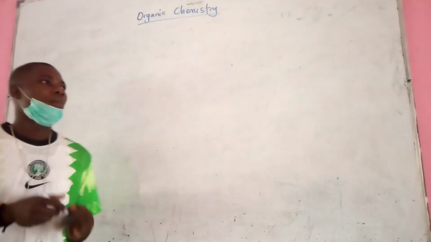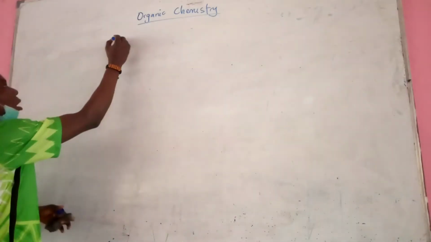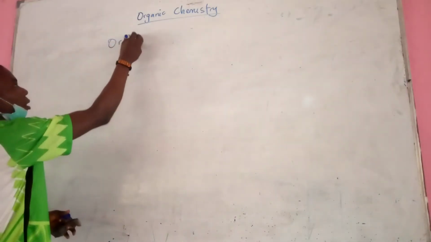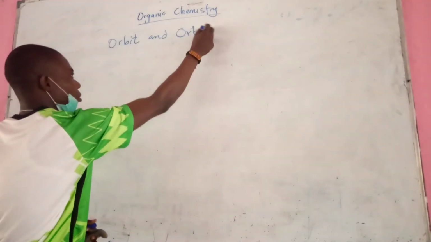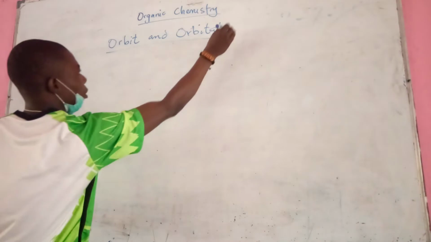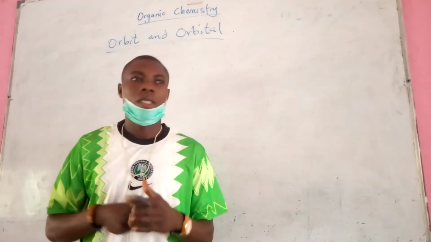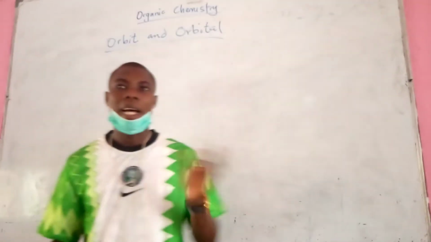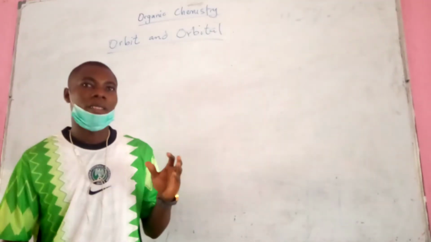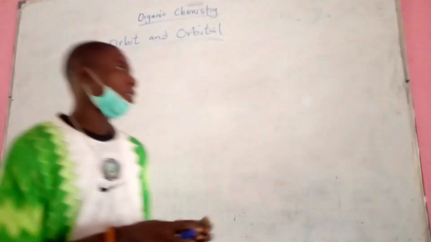Good day. In this tutorial video, we are going to learn about orbits and orbitals. In chemistry, when we say orbits or orbitals, they don't mean the same thing. They are not the same thing at all. They are two different things which can never be used interchangeably.